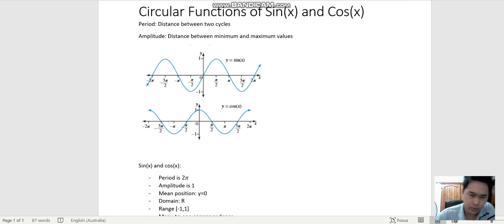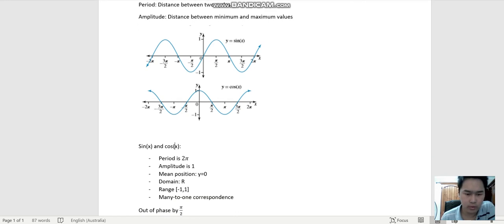And amplitude is the vertical distance, so that's the distance between the minimum values and the maximum values. For these functions specifically, the period is 2 pi, the amplitude is 1, because its maximum y value is 1, and the minimum y value is -1. The mean position is 0, which is kind of like saying the y-intercept. The domain is all real numbers because it's currently unrestricted. In most questions, it'll probably ask you to get a restriction. Otherwise, you have to give the general solution, like in one of the previous videos.